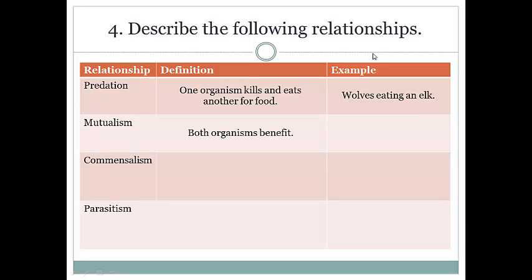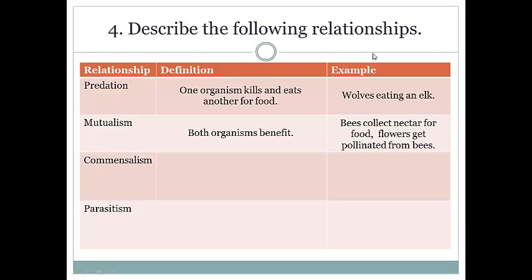Mutualism, so a mutual relationship is where both organisms benefit. An example of this might be bees and flowers. So as a bee goes from flower to flower, it's collecting nectar, and it takes that back to its beehive, which it uses to make honey. But while the bee is foraging, it's also spreading around pollen from the flowers. So this allows the flowers to reproduce, it helps spread their pollen around, and both organisms are benefiting.